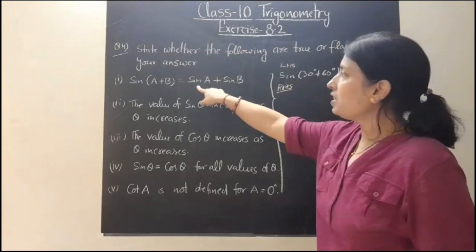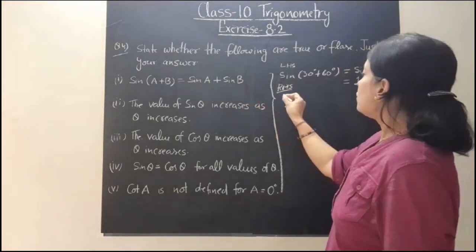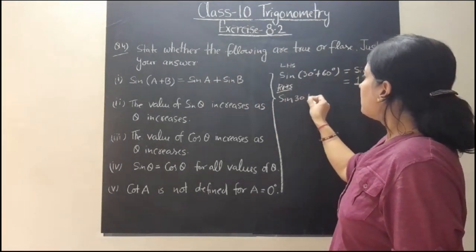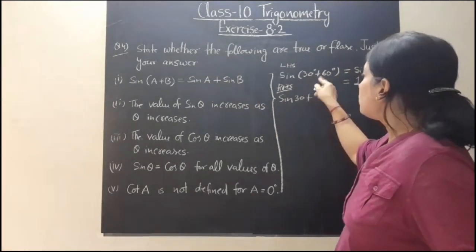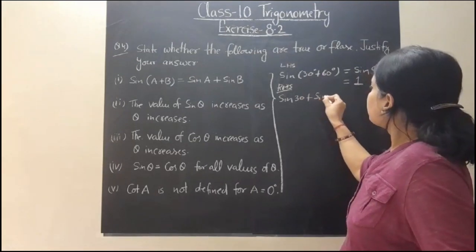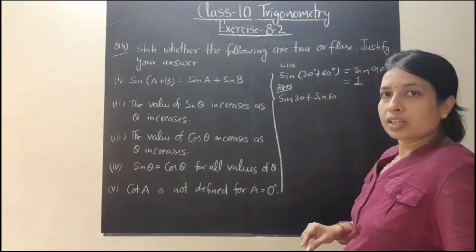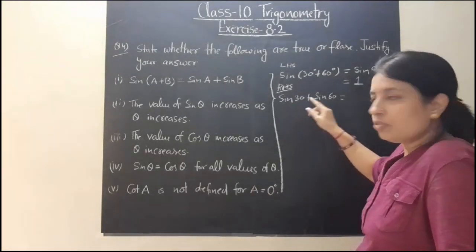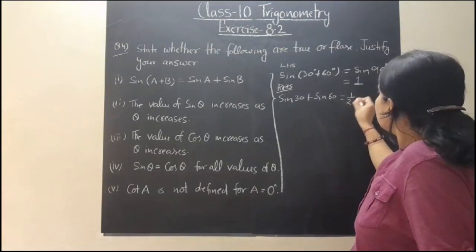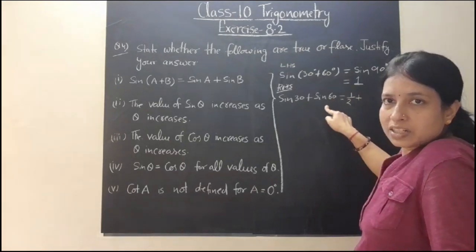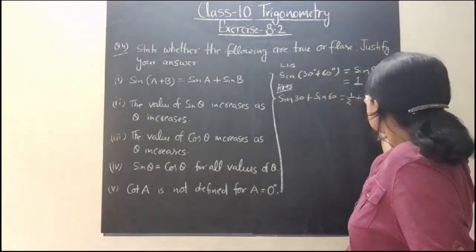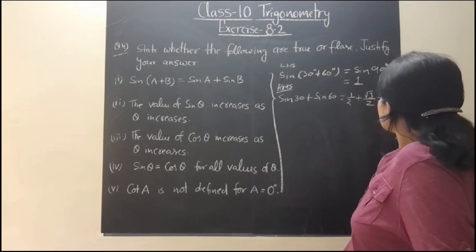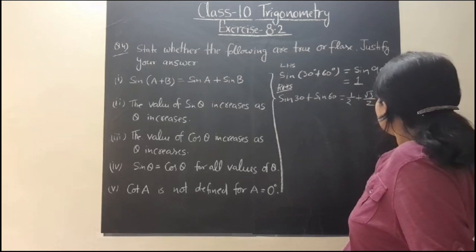And RHS. RHS is sin A plus sin B. So we can write sin A is equal to sin 30 plus sin B is equal to sin 60. So what will be the value? Sin 30 is equal to 1 by 2, plus sin 60 is equal to root 3 by 2. So it will come 1 plus root 3 divided by 2.